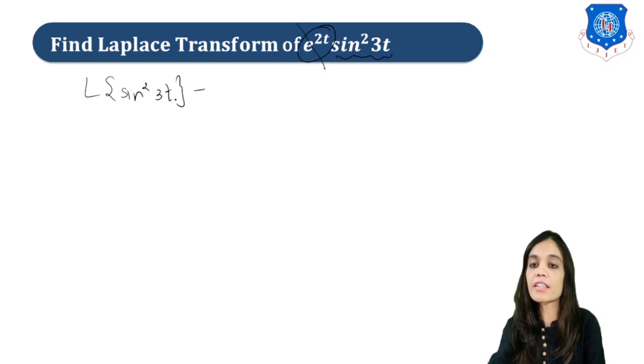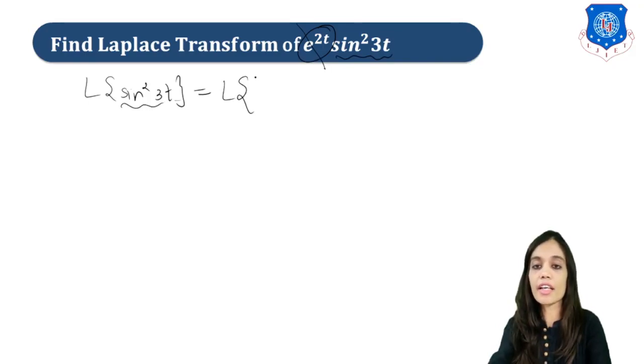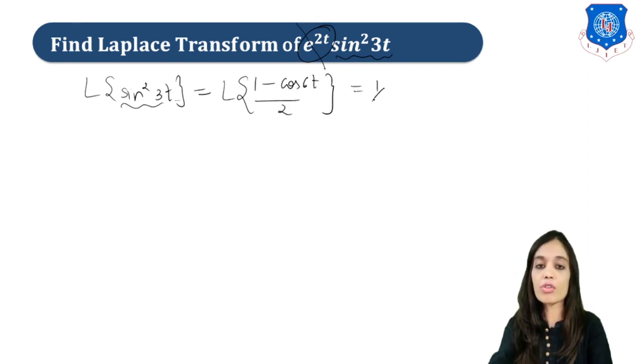Now we cannot find this directly. So firstly we will apply the formula of sine square, that is, we can write it as 1 minus cos 6t upon 2, right? Now apply the linearity property. So 1 upon 2 can be written outside, and this will become Laplace of 1 minus Laplace of cos 6t. Fine.